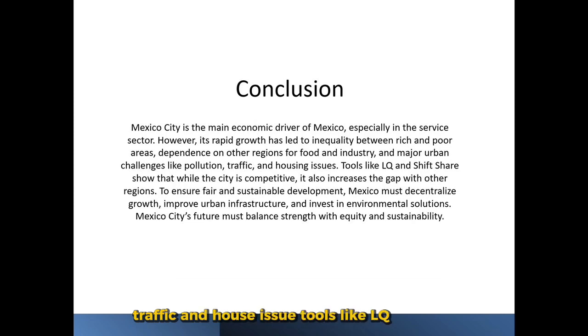Tools like LQ and shift-share show that while the city is competitive, it has also increased the gap with other regions. To ensure fair and sustainable development, Mexico must decentralize growth, improve urban infrastructure, and invest in environmental solutions. And Mexico City's future must balance strength with equity and sustainability.